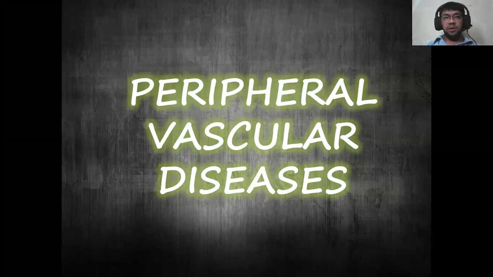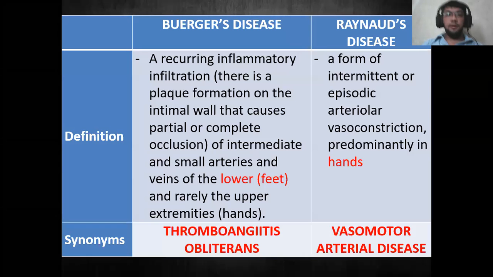So, here's our last topic for term two, and we are now going to discuss peripheral vascular diseases. Now, we start out with these two, Buerger's disease and Raynaud's disease. We have a comparison here.